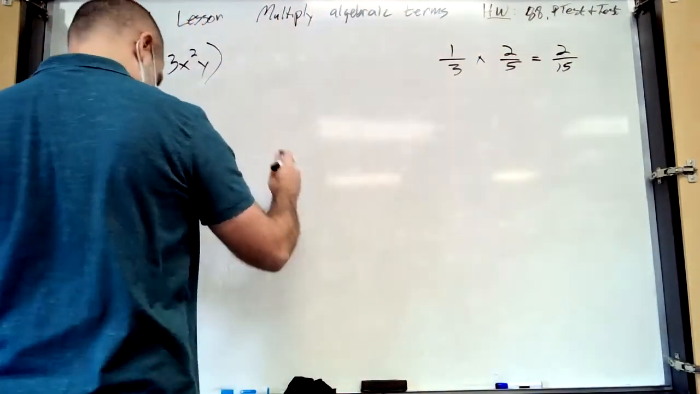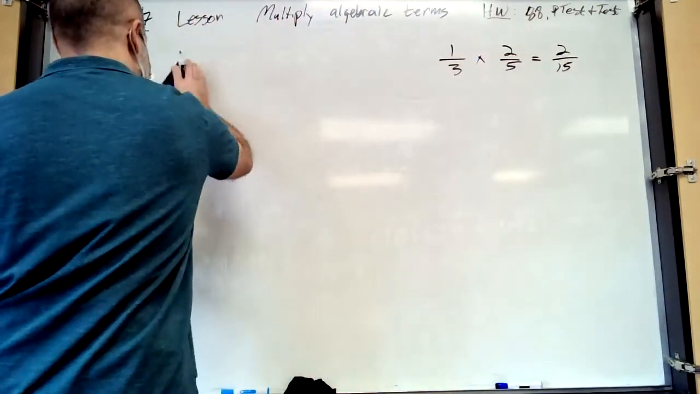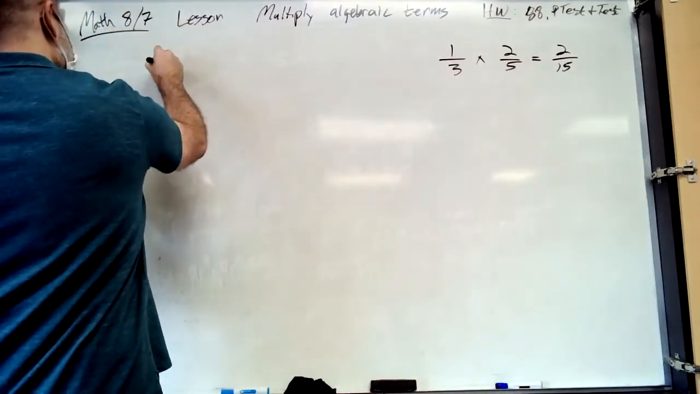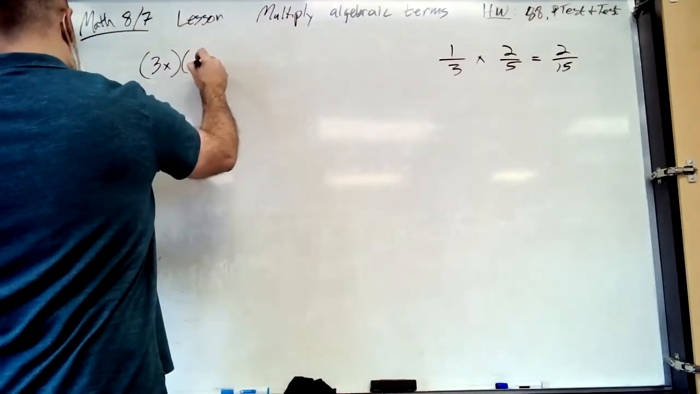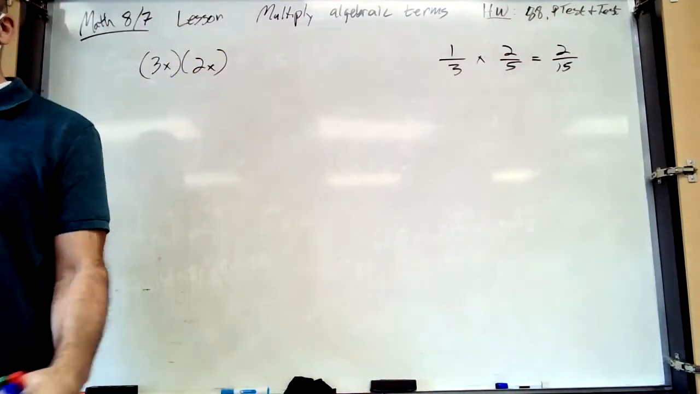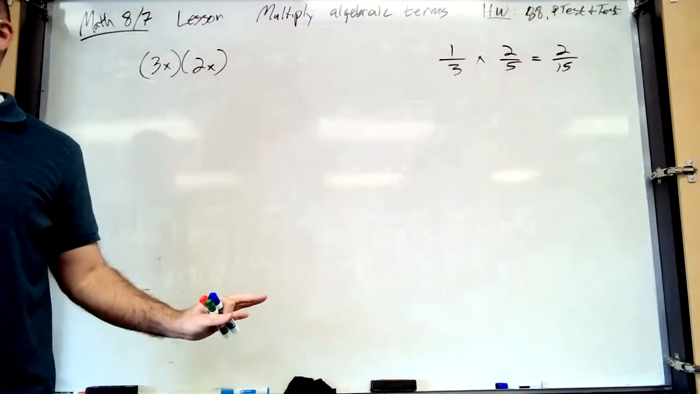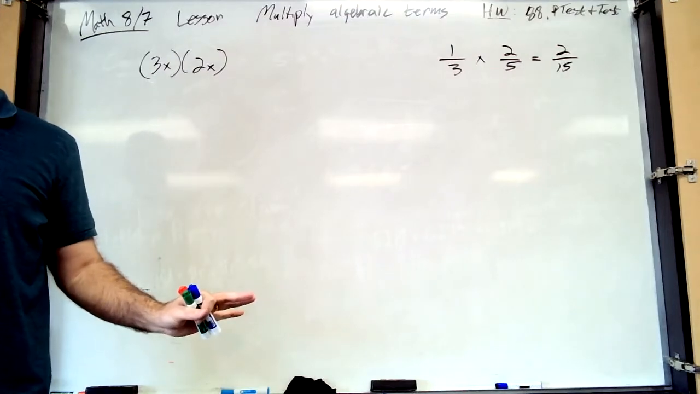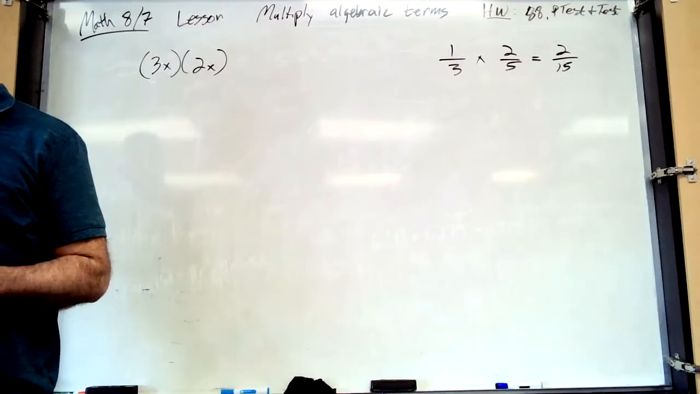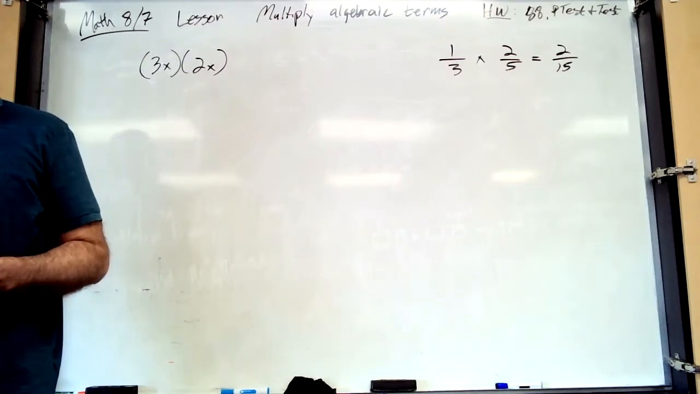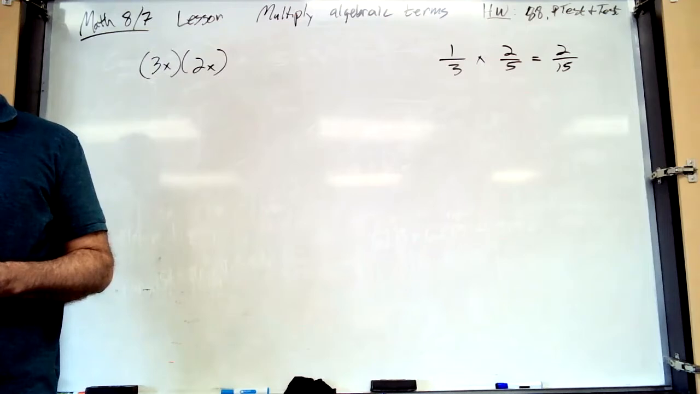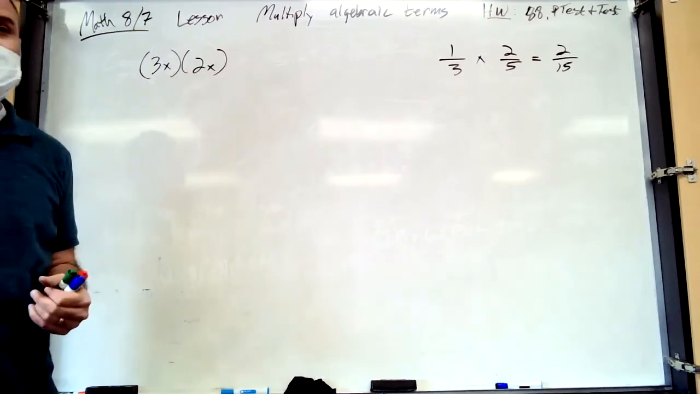Let's start with an easier one. Let's just start with 3x times 2x. What is that? Anybody know what that is right now? 6x. Okay, good guess, but no. I haven't taught you yet, so good job for being brave and guessing. Any other guesses? 6x squared. Okay, here's what's happening.